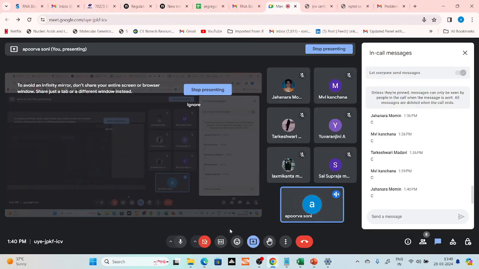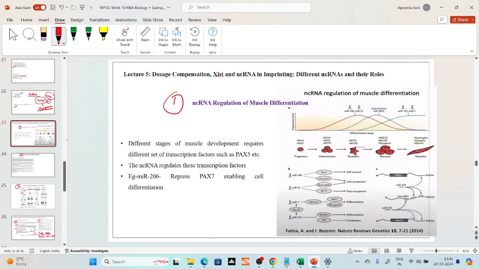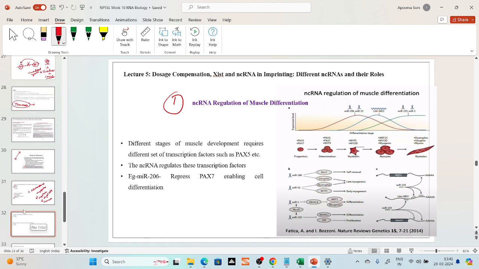Two students have answered, Kanchana and Jahanara, both have answered C. And C is the correct answer. Yes. So non-coding RNA, they are involved in imprinting. We have studied so much. They are involved in differentiation. We just studied that in this slide. We studied that here they control muscle differentiation and they are also controlling the proliferation. So non-coding RNA, they control proliferation also and they control differentiation also.